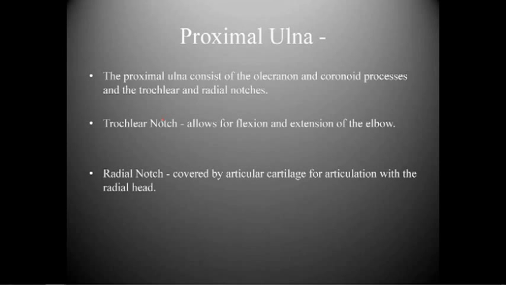The radial notch is covered by an articular cartilage for articulation with the radial head. So as we'll see, the radial head will look something like this, and this notch is going to allow articulation and also allow supination so that this can kind of rotate inside of it.